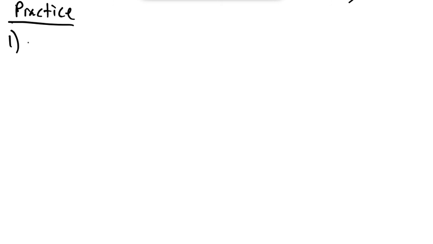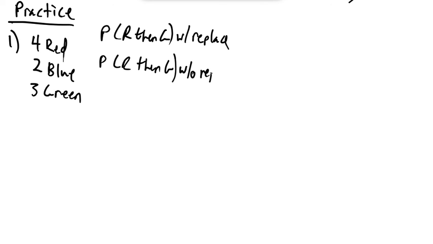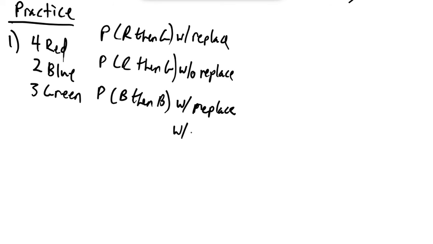First one, you're going to have 4 reds. You're going to have 2 blues and 3 greens. And I want the probability of pulling a red, then a green with replacement, the probability of a red, then a green without replacement. Let's do the probability of a blue, then a blue with replacement. Let's do that without replacement.